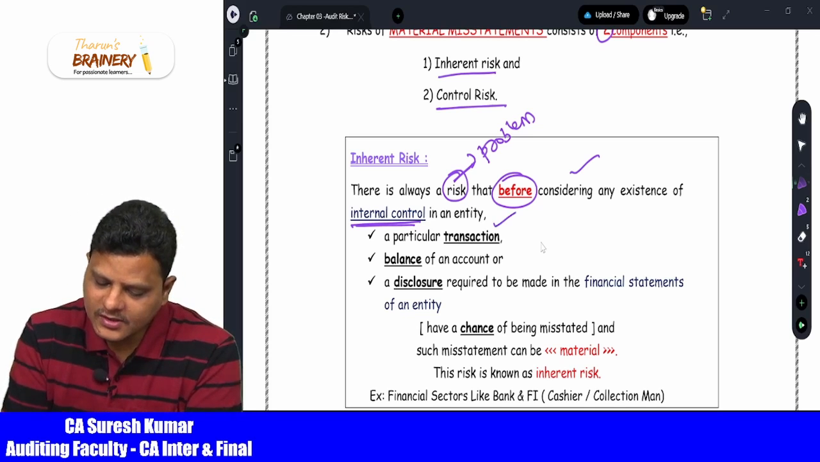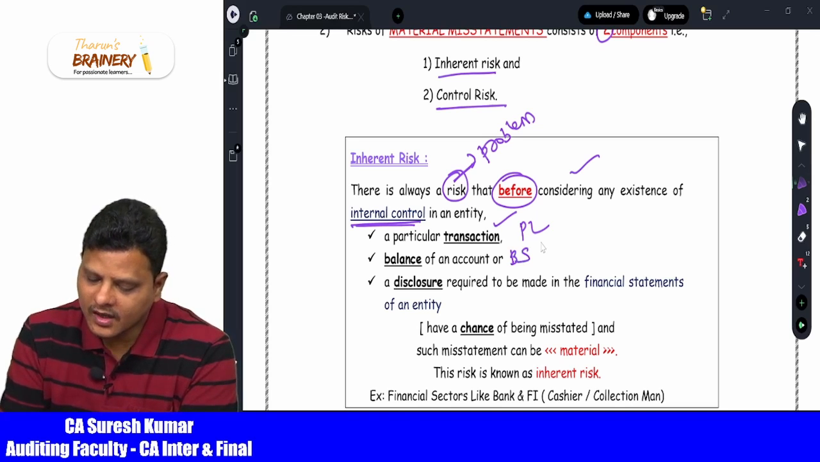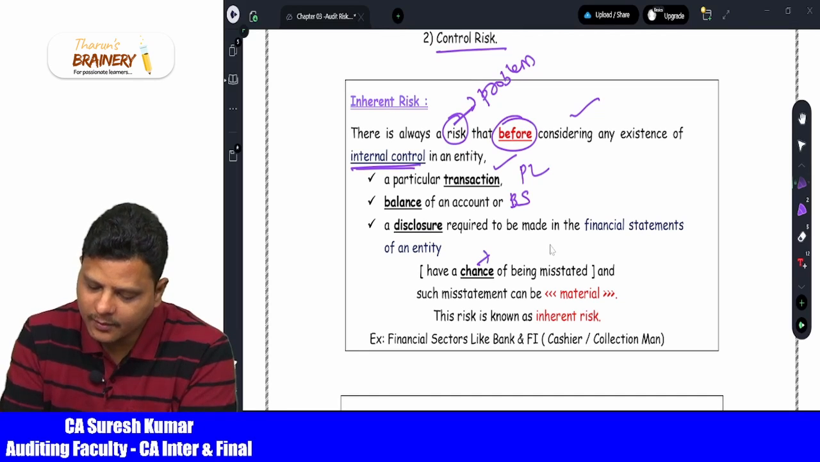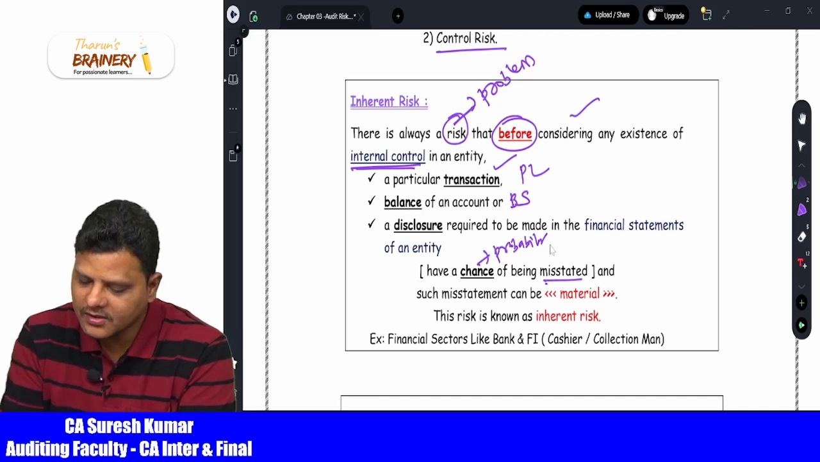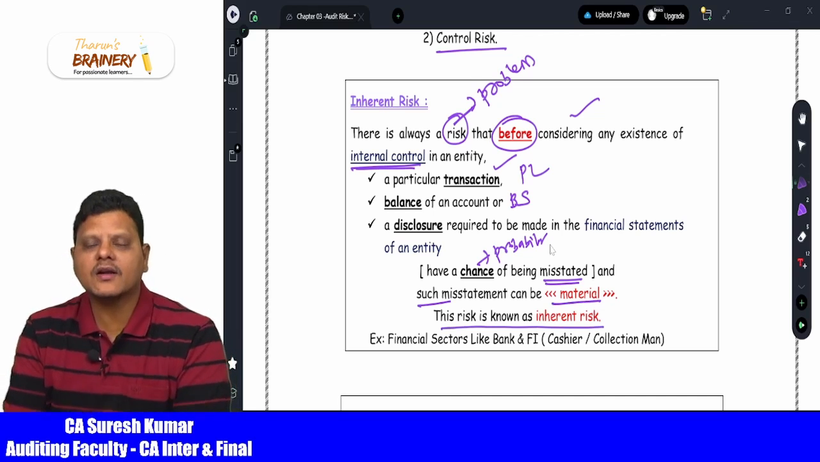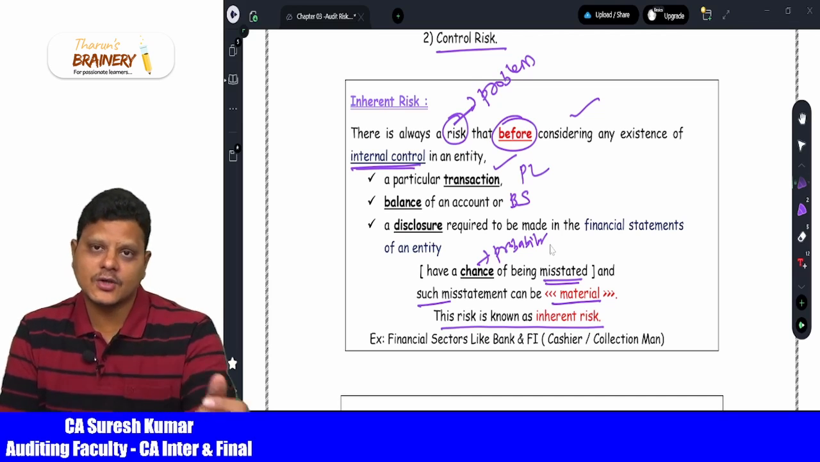A particular transaction, that means profit and loss items, balance of an account, which means balance sheet items, or disclosures required to be made in the financial statements of the entity have a chance, that is, a probability, of being misstated, and such misstatements can be material. This risk is known as inherent risk. Now, example: there is a financial sector. Inherent risk is always understood in the perspective of financial institutions or banks.